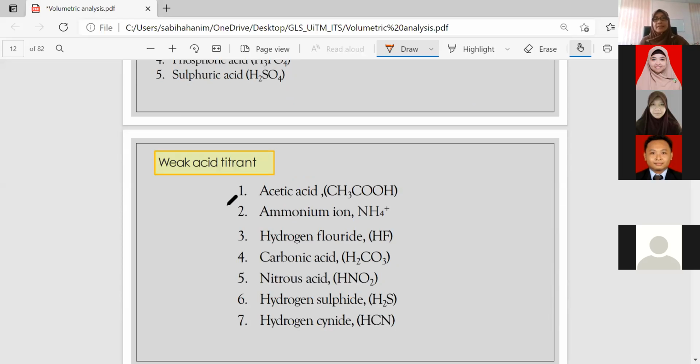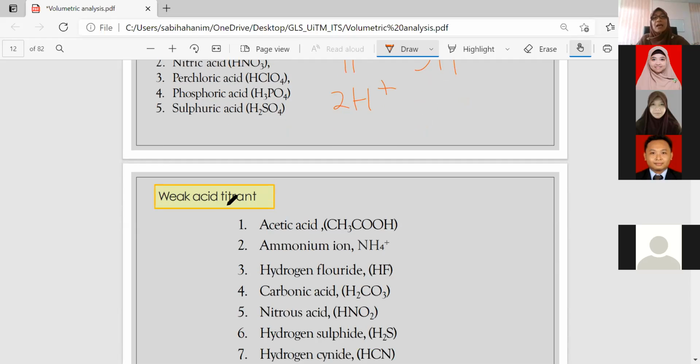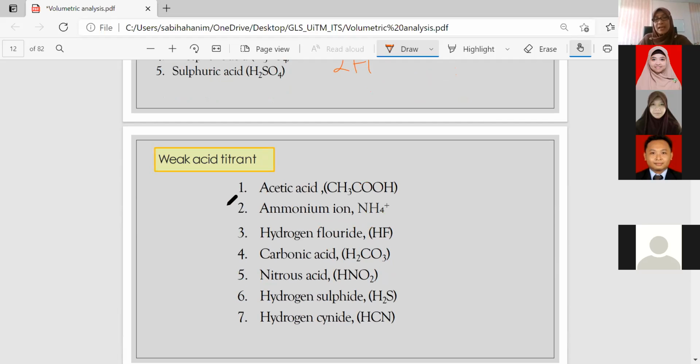So for the titrant, this one is a strong acid. Strong acids normally have H plus. For example, we have 2H plus for sulfuric acid, and for phosphoric acid we have 3 H plus. So we refer to these as strong acids. How about the weak acid? Weak acids, for example, carboxylic acid such as acetic acid, which has a functional group. Other weak acids are ammonium, hydrogen chloride, carbonic acid, nitrous acid, hydrogen sulfide, and hydrogen cyanide. There are more; I just listed some weak acids.